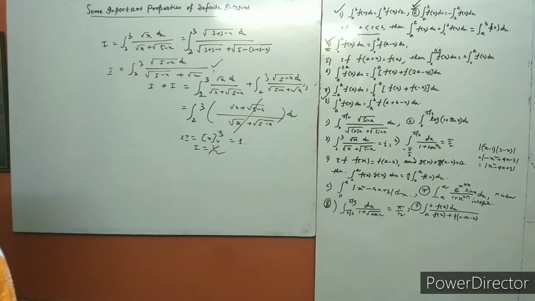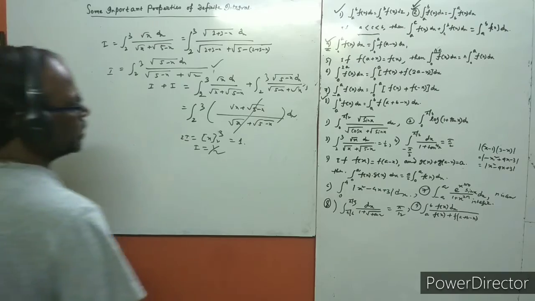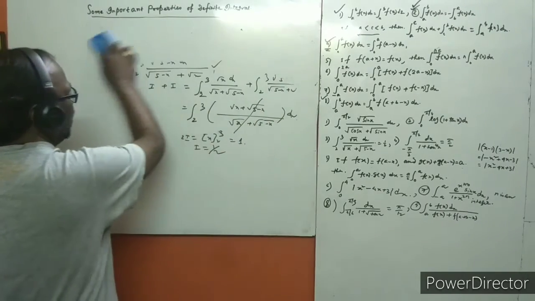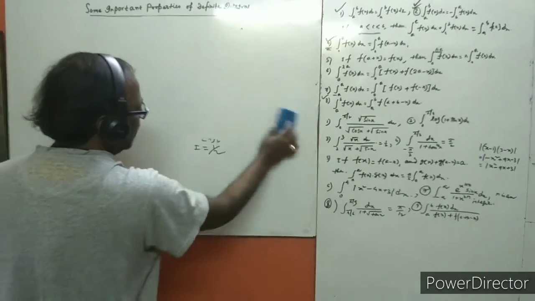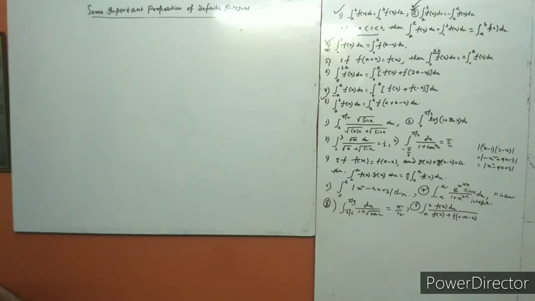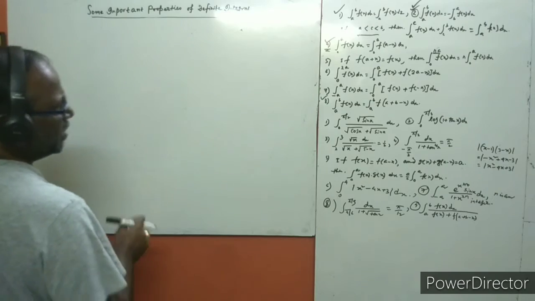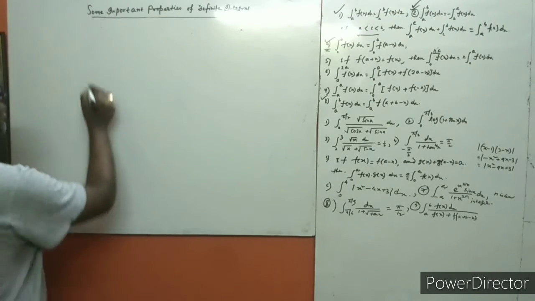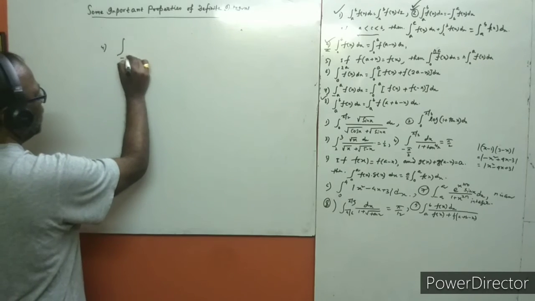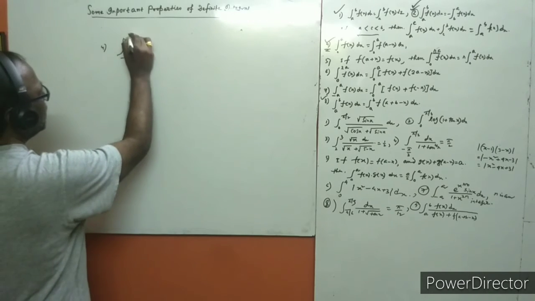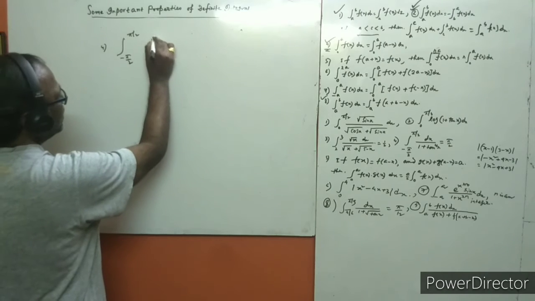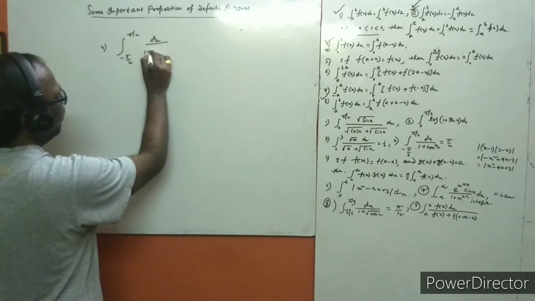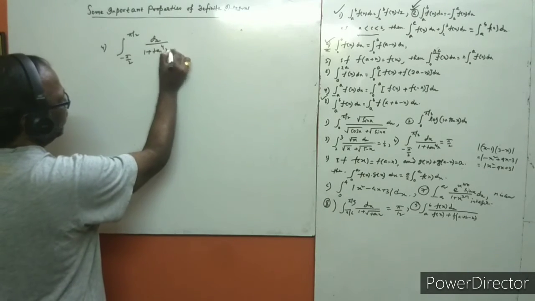Now also question number 4. Just see the limits, that is minus pi by 2 to plus pi by 2. See carefully, this is about point number 7. Minus a to plus a we can write. Now question number 4: the integral from minus pi by 2 to pi by 2 of dx by 1 plus tan to the power 4 x.